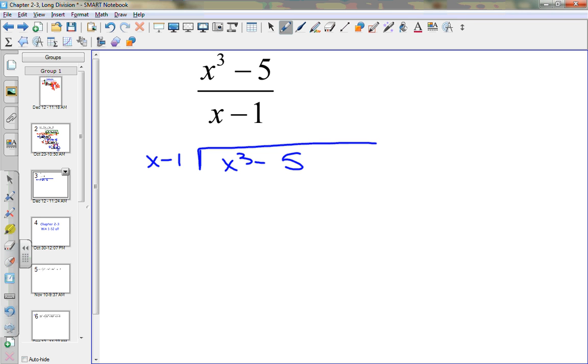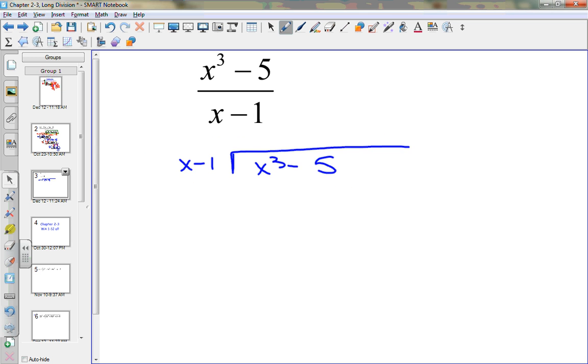I'm missing a whole bunch of letters, aren't I? So actually, what this is going to be is this is going to go away. And I'm going to put 0x squared plus 0x and then minus the 5 at the end. Why am I doing that? Because I want to put my placeholders in there, right? So I can line up the correct like terms. Do we understand that, yes or no?